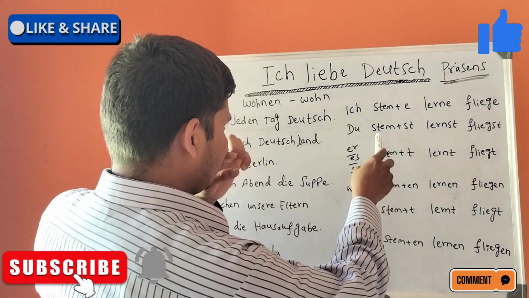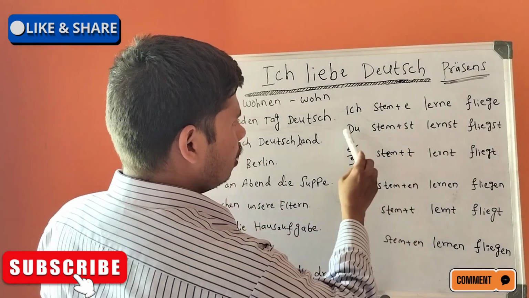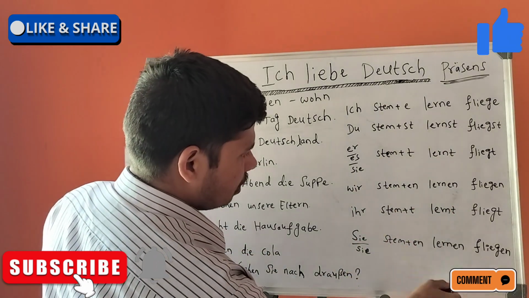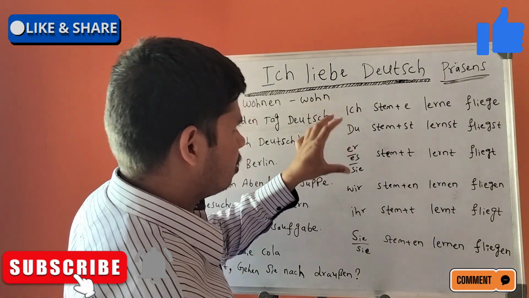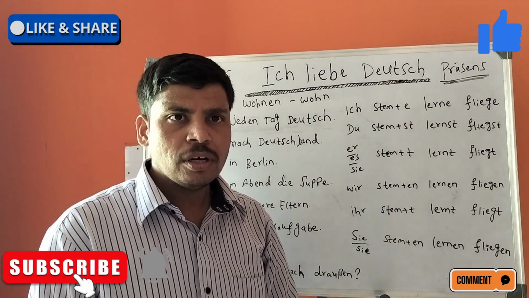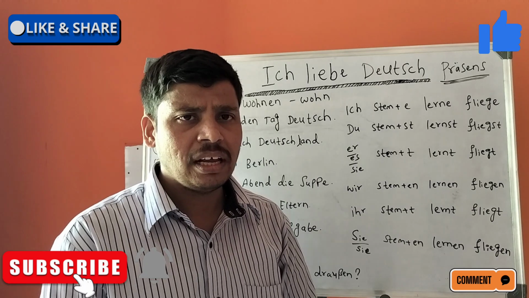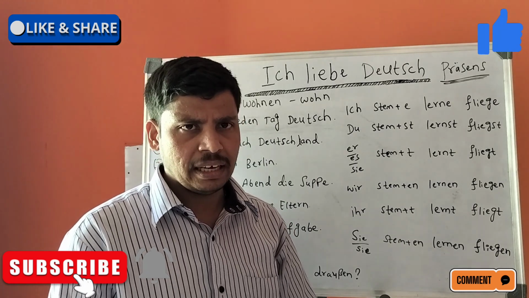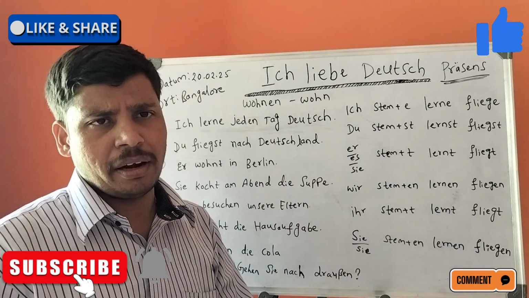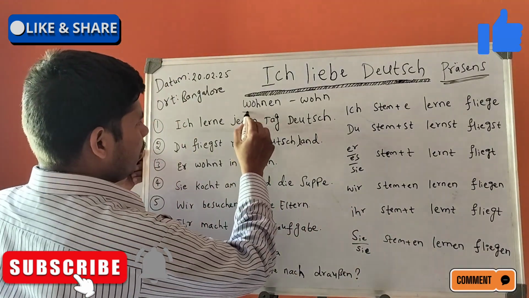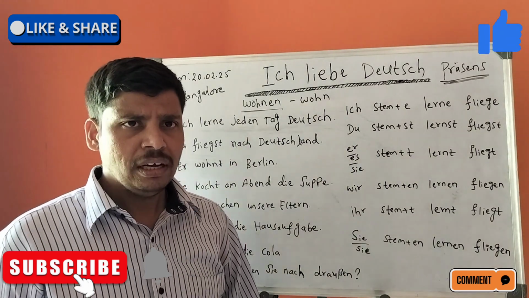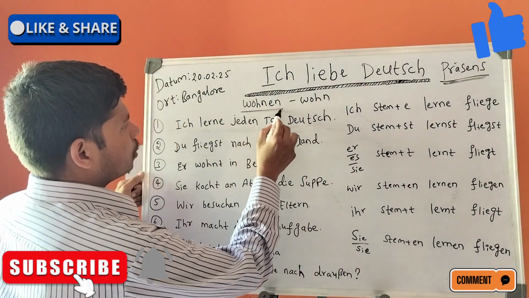But if you can see here, ich ends with e, du ends with st, er with t, wir en, ihr t, sie en. First of all we shall see what is that stem or the root word. In German all the verbs end with en. 99.99 percent of verbs end with en. Gehen, machen, wohnen, lernen. So many verbs are there.